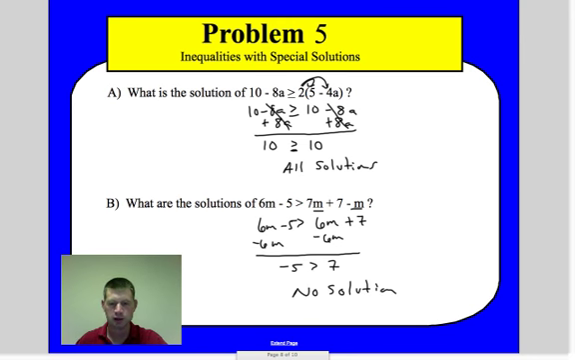Now if this would have been the other way, so for example, if this would have been negative 5 is less than 7, that would have been an all solutions. Okay, because that's always true. 7 is always greater than negative 5. Negative 5 is always less than 7. So that would be an all solutions, but that's not what we had. Okay, we had this problem down here which said it was the other way around. Negative 5 is greater than 7, which is not true.